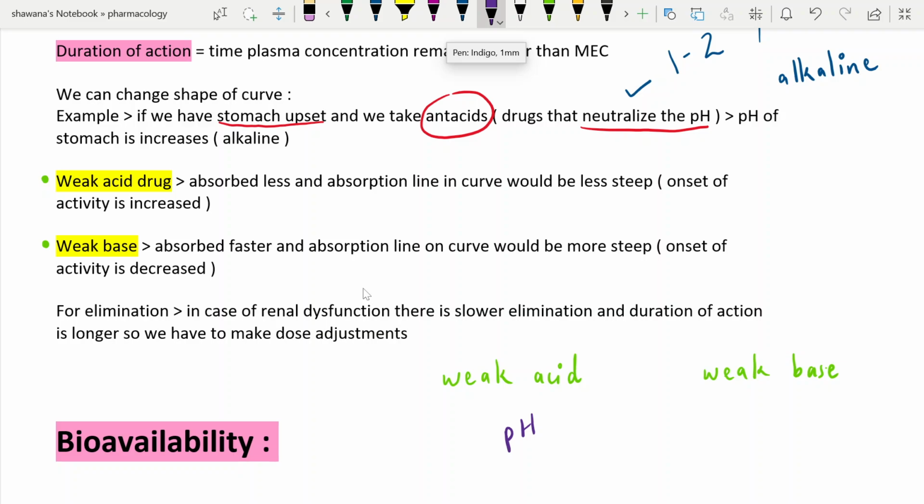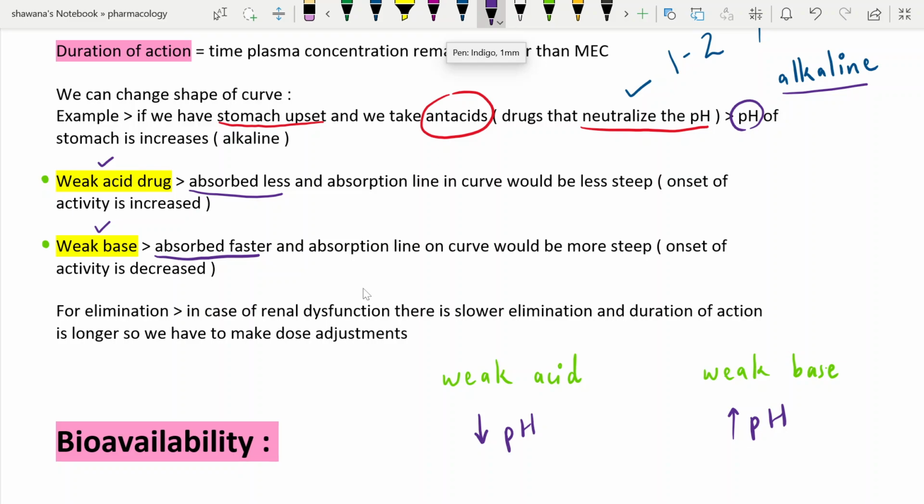For example, weak acids are absorbed in the acidic pH, and weak bases are absorbed in the basic pH. So they are more likely to be absorbed in the pH which is similar to their acidity or alkalinity. In this condition, we have increased the pH of the stomach, we have made it alkaline. So which drug is going to be absorbed faster, weak acid or weak base? It is alkaline, so weak base is absorbed faster in this condition, and weak acids are absorbed less.